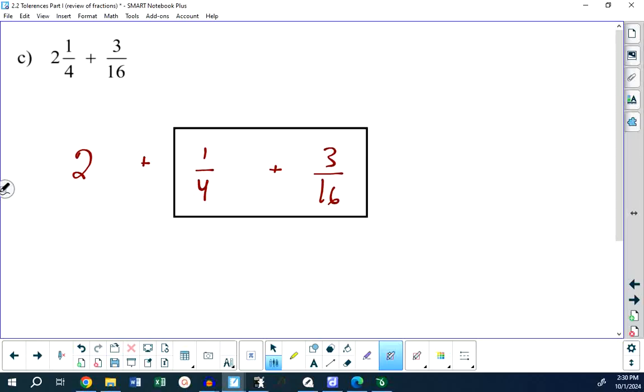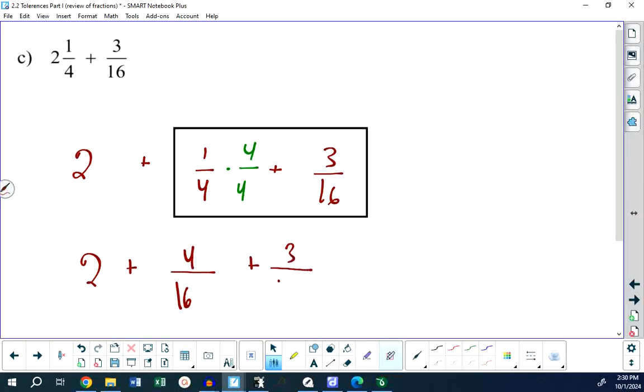Dylan, is there one of these fractions at the bottom we can multiply by a number to get the number that's in the other bottom? And which fraction would we multiply? The first or the second? And what would we multiply it by? 4, good. I need to multiply this 4 on the bottom and this 1 on the top by 4, because on the bottom 4 times 4 is 16. So what are we at then? We have the 2 plus 4 over 16 plus 3 over 16.